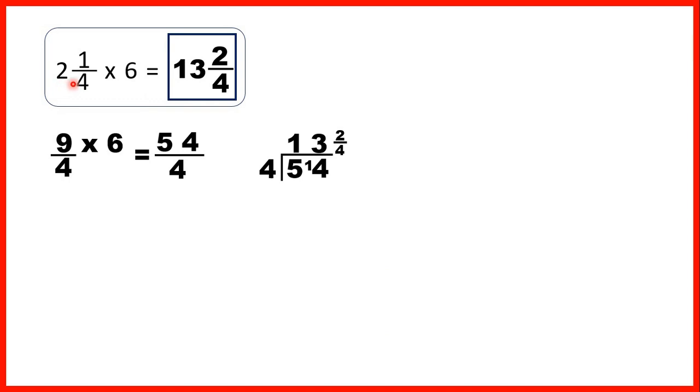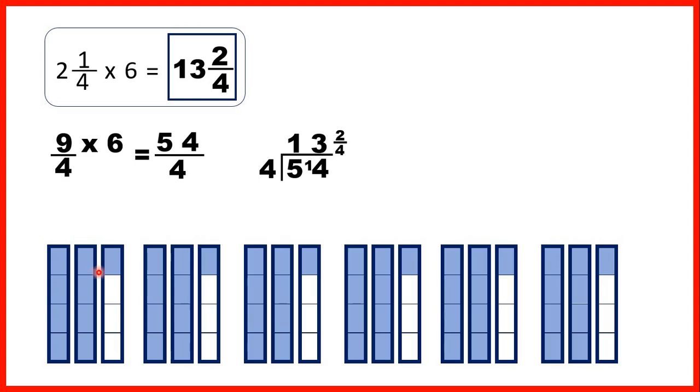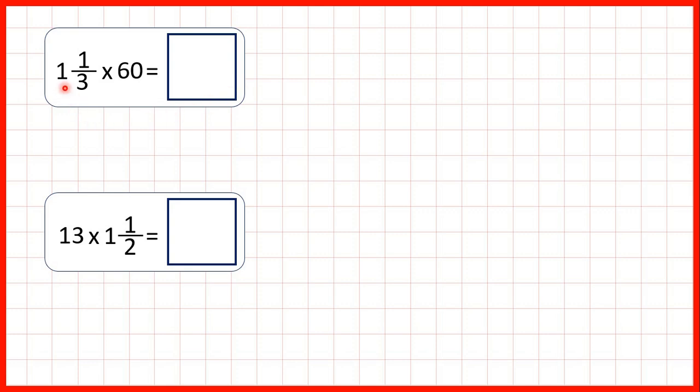Then we had 2 1/4 times 6. So we can show 2 wholes and 1/4 as 9/4, and we're multiplying by 6, so we can show this 6 times. Now that gives us 54 quarters altogether, and if we do quite a lot of regrouping here, we can see that we get 13 whole fraction bars shaded and 2 quarters of another one, so that's why our answer is 13 2/4.